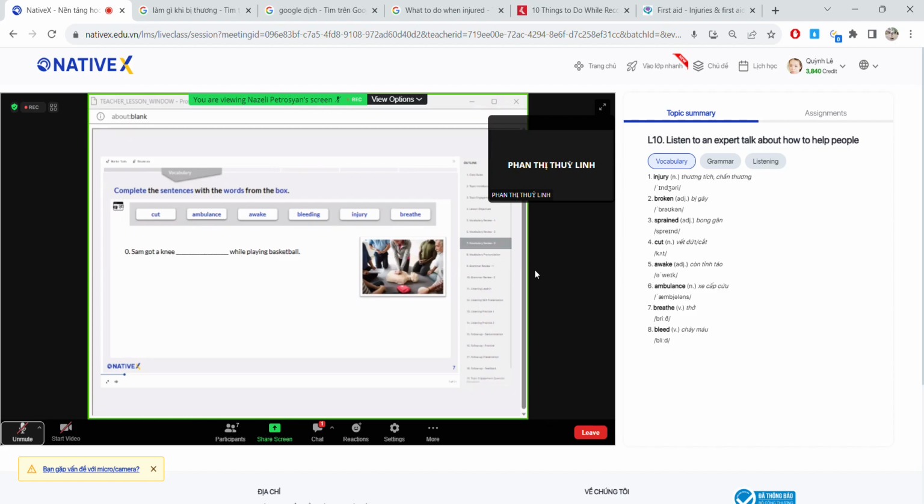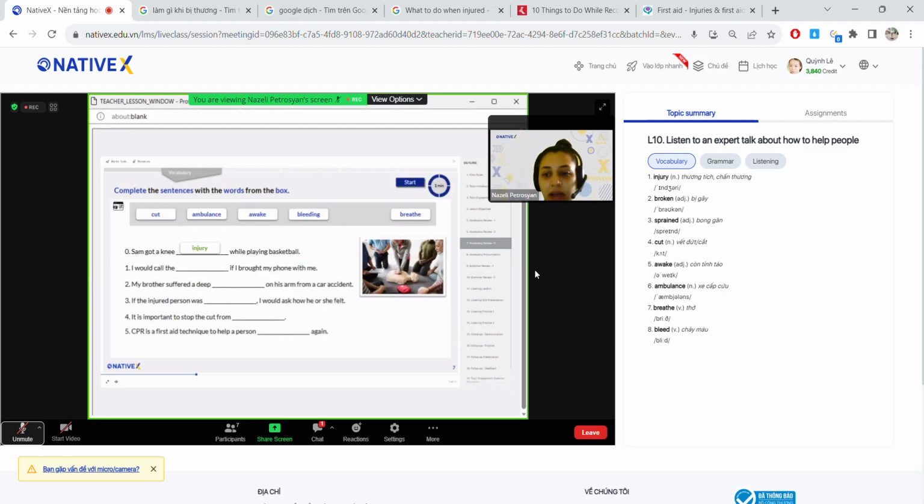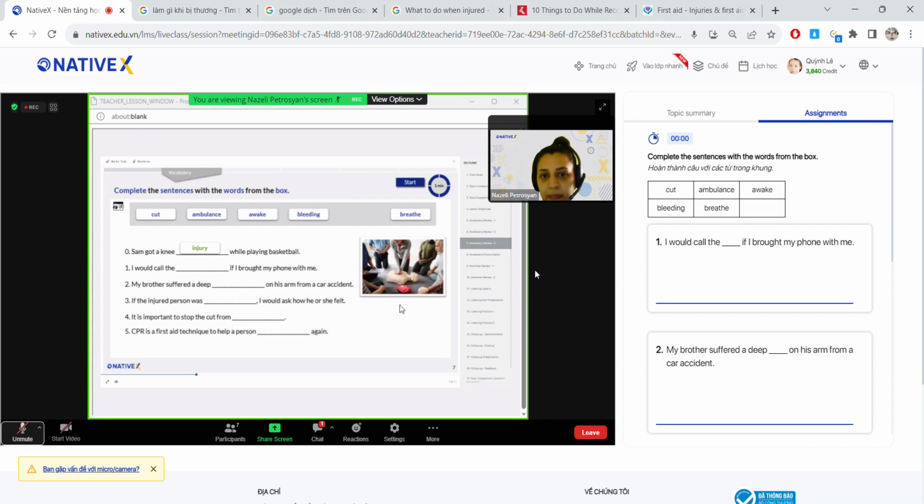Sam got a knee injury while playing basketball. All right, let's say basketball, basketball. There we go. Very good pronunciation now. Well done. Okay, my dear friends. Now, here we have some other sentences, and I will send you the activity, and I'll give you 1 minute to complete the task. Please begin.